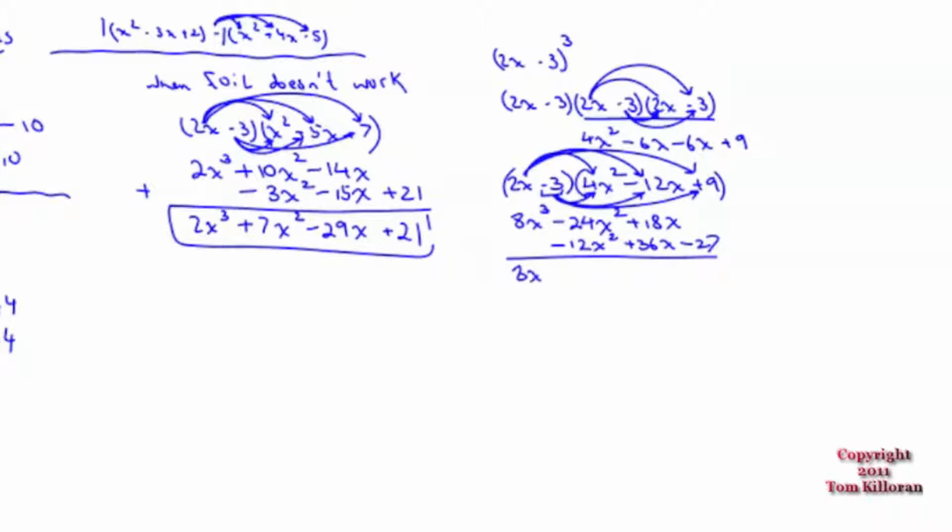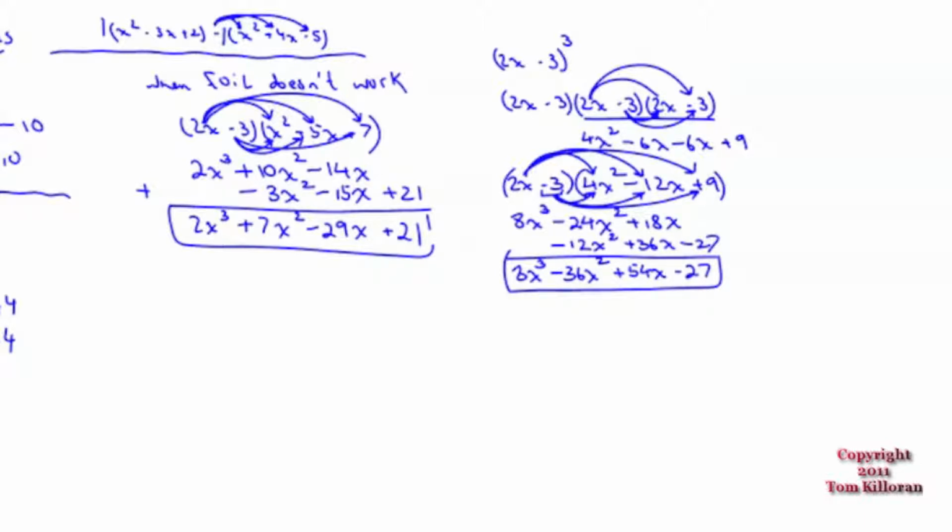8x cubed. Negative 36x squared. Plus 54x. Minus 27. And there's your answer.